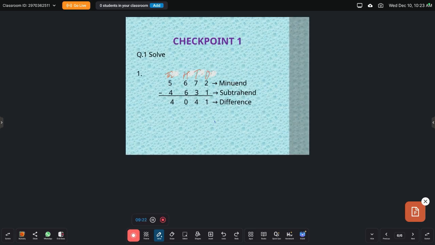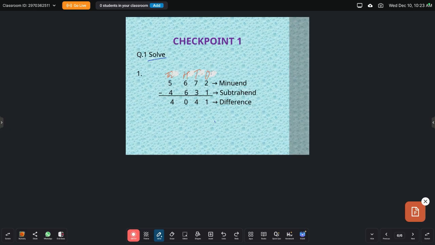Now, boys, let us move to checkpoint 1. So, first question here, we have to solve. We have been given a few numbers here and they are already arranged in columns. So let us solve them. Let us find the difference. First of all, we have to give the places. So this is the ones place, tens place, hundreds place and thousands place.